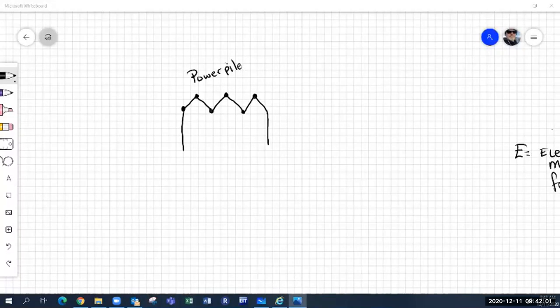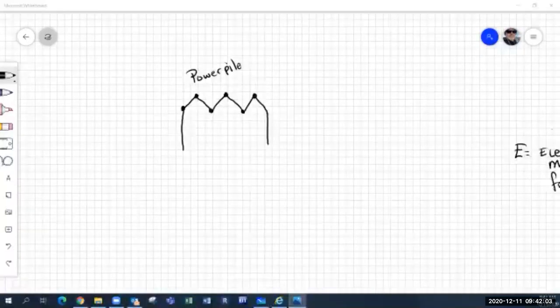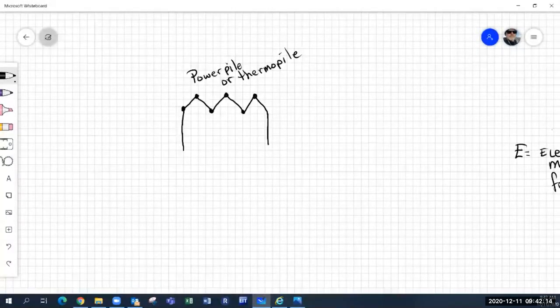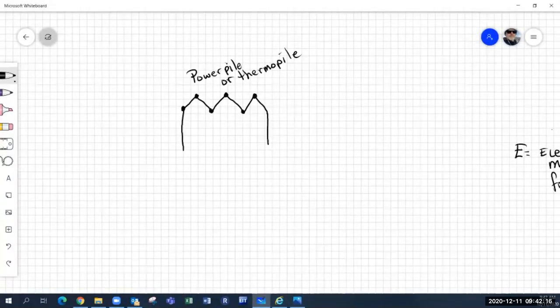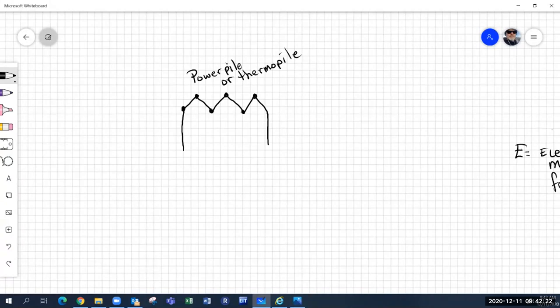There we go. So I'm going to call this a power pile or a thermal pile. And this is my thermal electric device. That's what this is. And then I'm going to run the wires and I'm going to put something in here. I'm going to put a limit switch in here.